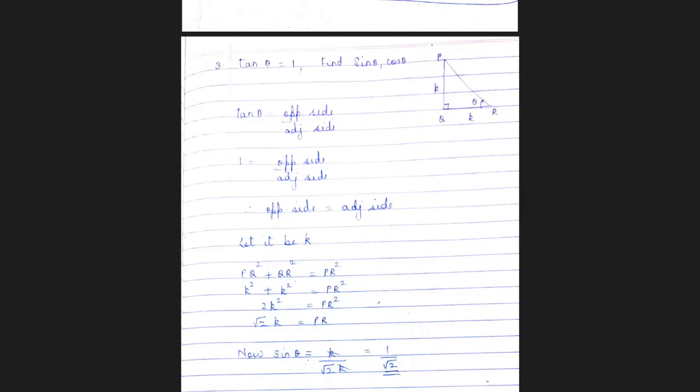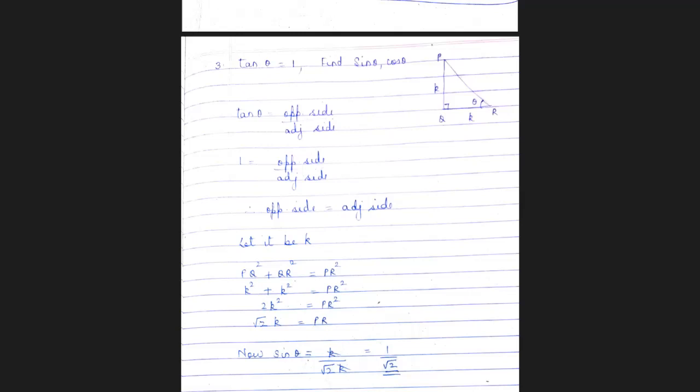Okay. Now we go to question number 3. Now tan theta is given as 1. You have to find sine theta and cos theta. Now for this particular question, we cannot use the trigonometric equation because sine and cos theta are not given. You have to find out. So we will use the second method. We know tan theta is opposite side by adjacent side. So 1 is equal to the ratio. Cross multiply, we get opposite side and adjacent side equal.